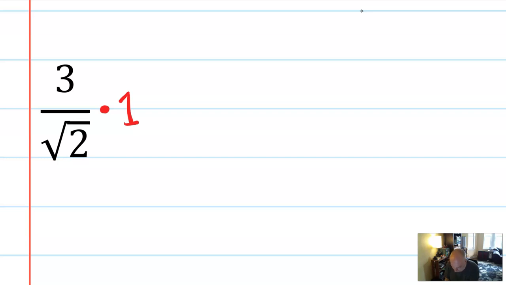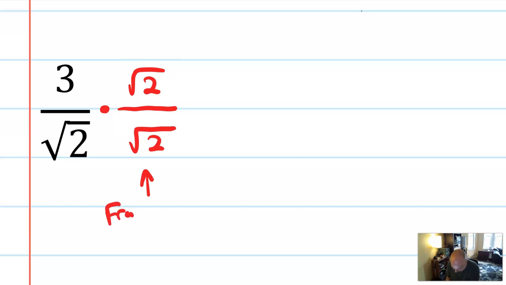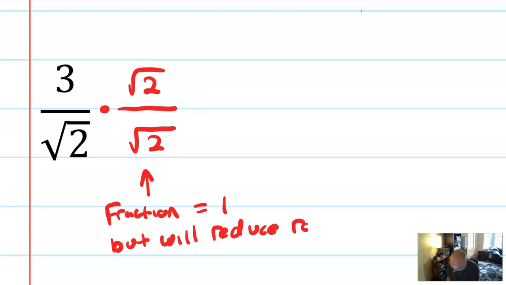Now, I'm not going to multiply by 1. Why don't I multiply by 1 over 1? That's the same thing. Well, I'm not going to multiply by that. What I really want to multiply by is something that will make this root reduce. So I'm going to pick a fraction that is equal to 1, but will reduce the root in the denominator. And that's my goal. That's what I'm choosing to multiply by.